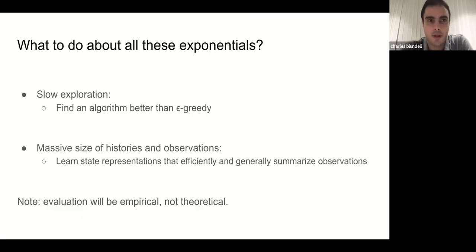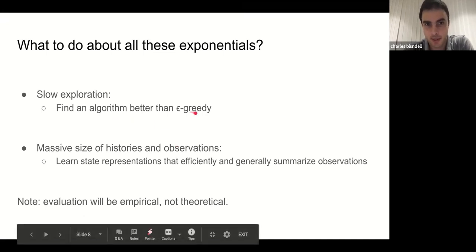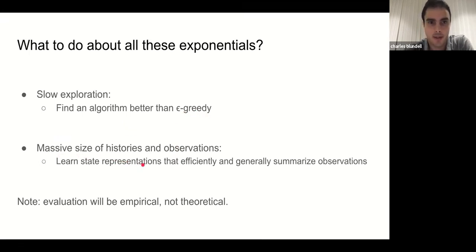Well, in this talk, I'll propose three approaches to deal with this. The first is we'll propose a better algorithm than epsilon greedy, at least on some domains. And for the massive histories and the observations, I'll talk about an approach to summarizing these histories that works efficiently. And I'll also talk about how we can evaluate how well an agent can use these histories.